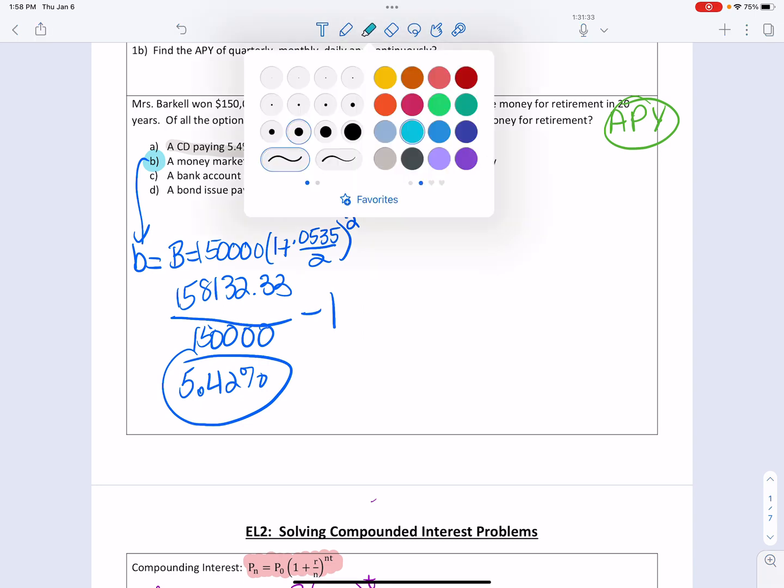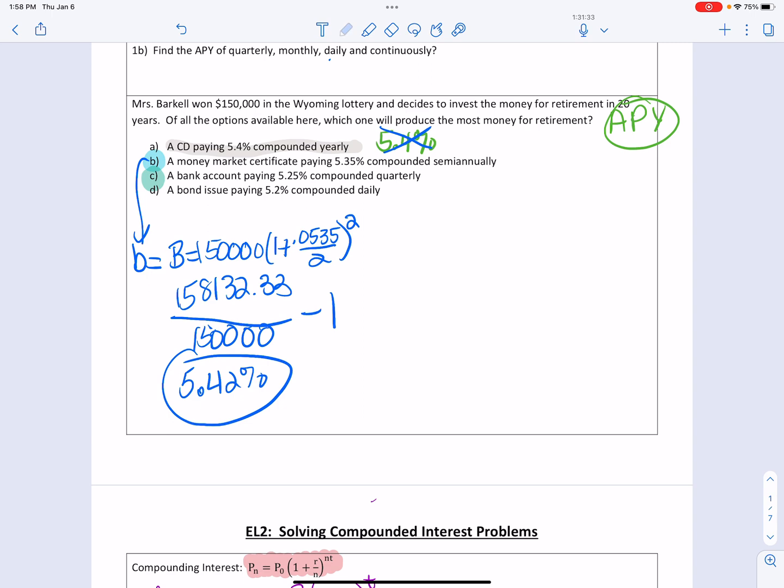Okay, so now you're going to do the same thing. We're going to go to this one. We're going to come down here and do C. So it's quarterly. So I'm going to find my balance, $150,000, 1 plus 0.0525 divided by 4 to the 4th. I get an answer. When you get that answer, you're literally going to divide it by the initial and subtract 1. And my answer is 5.35%. Okay, that one's not better, right? I want the higher one.